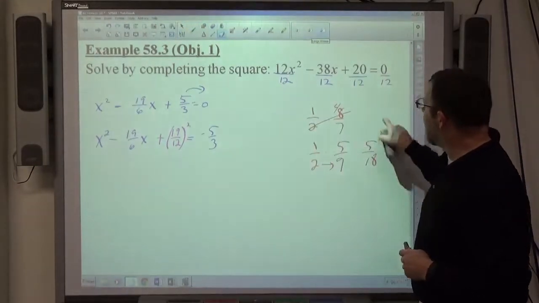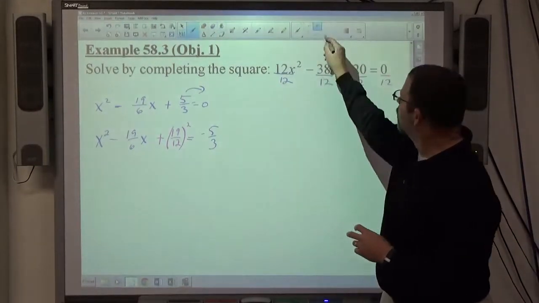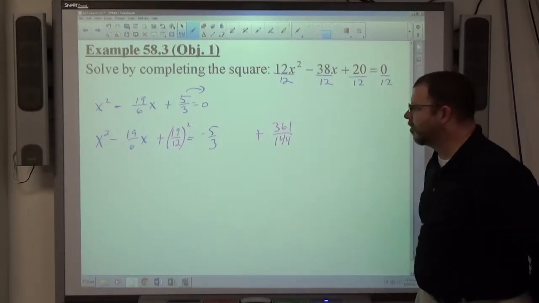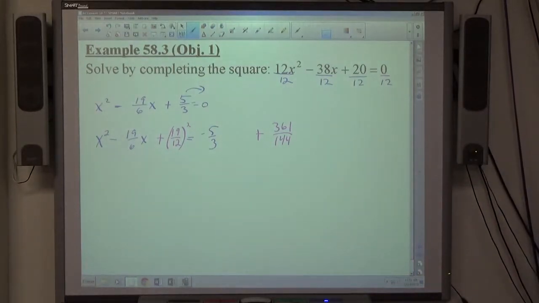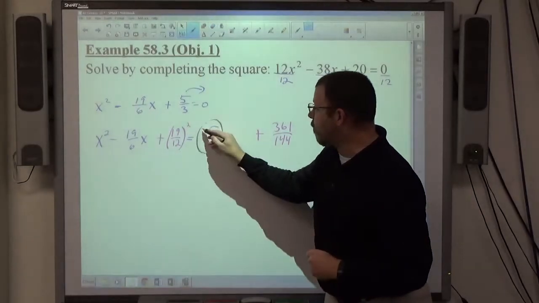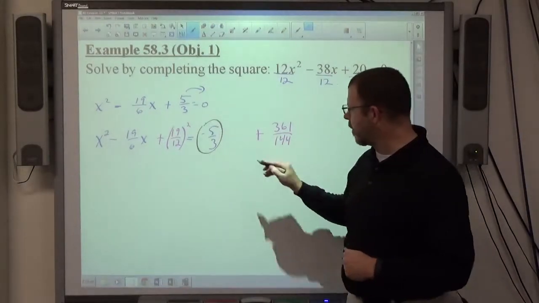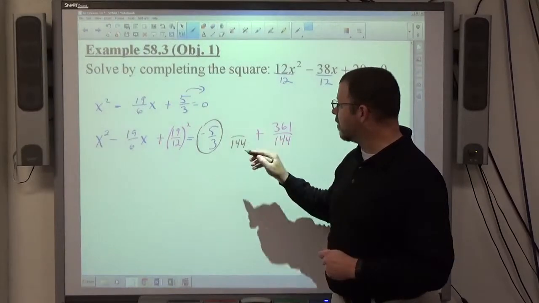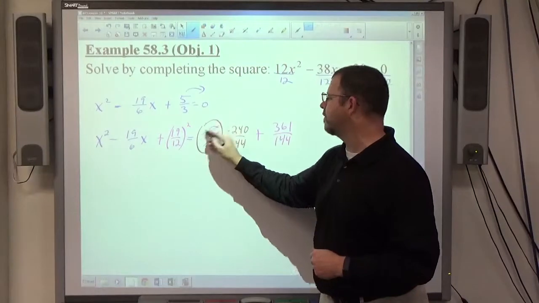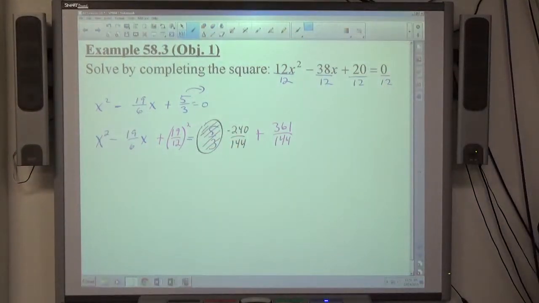All right, so we're going to be adding 19/12 squared to the left. So we have to add 19/12 squared to the right. 361 144ths. So, common denominator is 144. So this has to be multiplied by 48. 3 times 48 is 144. So 5 times 48 is 240. And notice that's negative 5/3, that's negative 240 144ths. What did you say we multiplied by? 48.